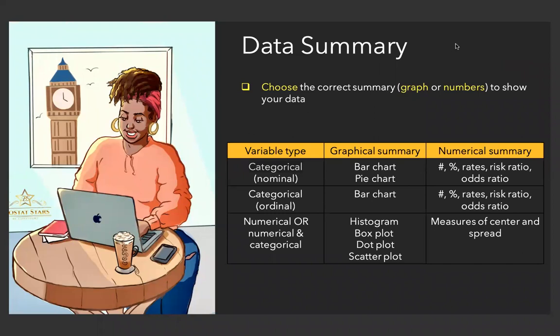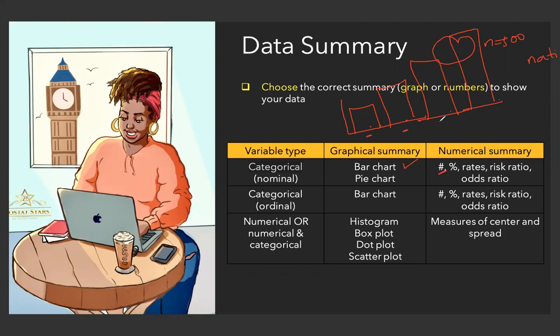Like if I have a sample of 500 people, yeah, and I measure all their nationalities, I could use a bar chart just to show you the different categories. So these are the categories, these are the British, these are the Syrians, right? These are the Indians. So when I have a bar chart like this, this is the graphical summary. I can also tell you the number, right? How many people are in this group, how many in this group, how many in this group, how many in this group. I could also tell you the percentage, right?